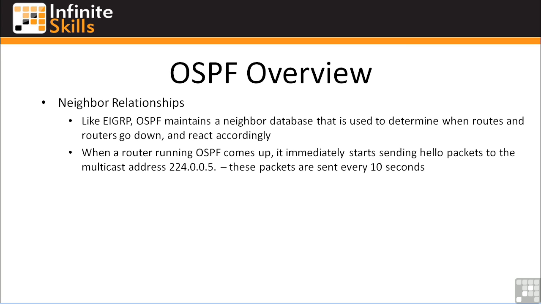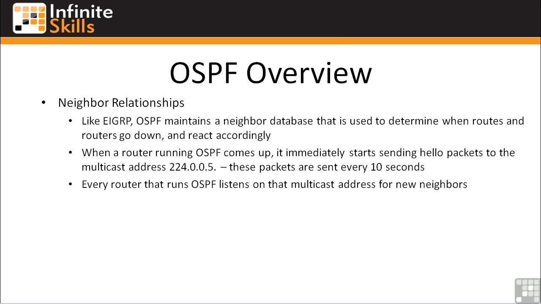Now, when a router running OSPF comes up, it immediately starts sending hello packets to a multicast address of 224.0.0.5. Every router that runs OSPF listens on this multicast address, and by default, these hello packets are sent every 10 seconds. Among other things, every router that runs OSPF listens to that multicast address for new neighbors, and that's how it also learns about link state changes and so on. But for the purposes of our discussion, it's for learning about new neighbors.